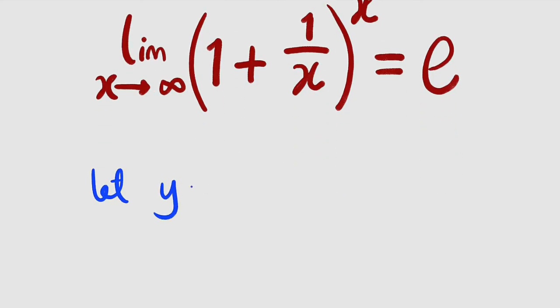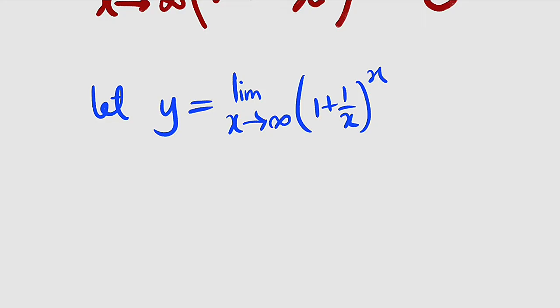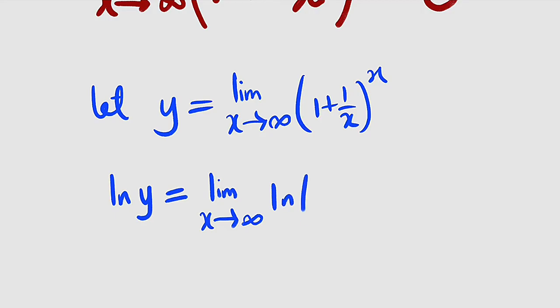So let y equal the limit as x approaches infinity of the function (1 + 1/x)^x. Next, I want to take the natural log of both sides. We have the natural log of the left hand side, which is equal to the limit as x approaches infinity of the natural log of (1 + 1/x)^x.